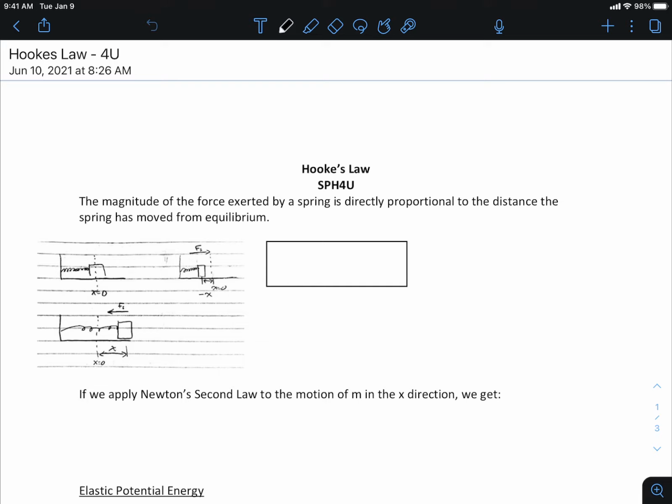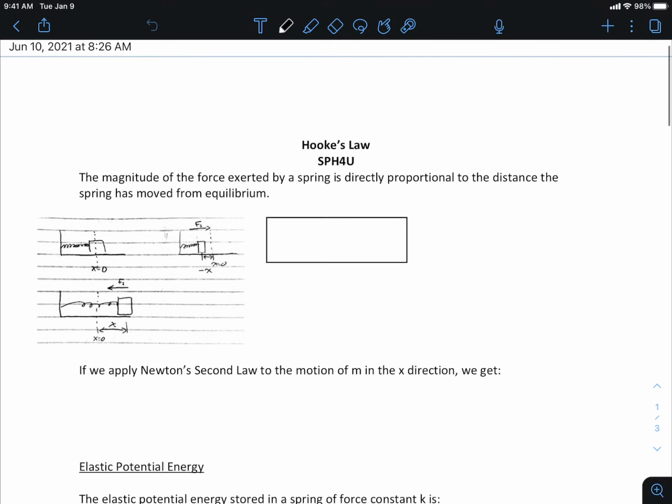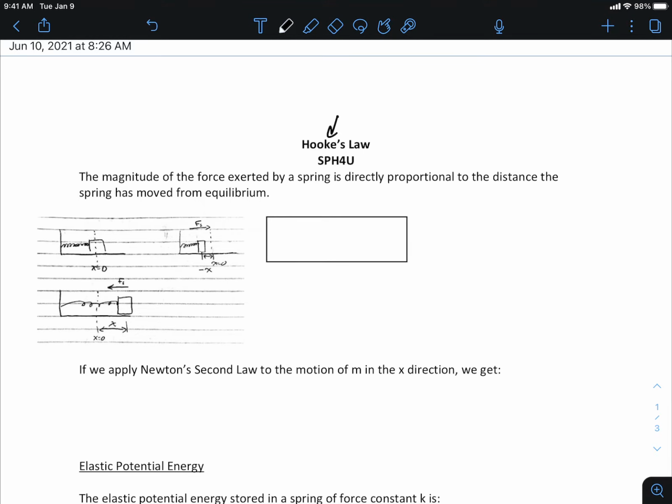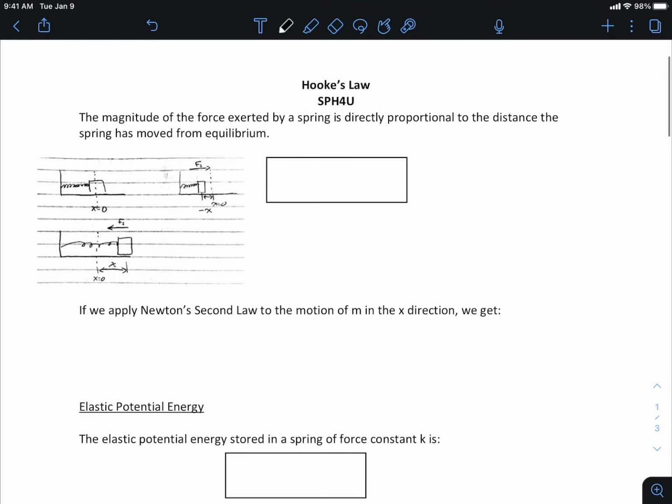All right, guys, so this afternoon we're going to look at something called Hooke's Law. Okay, and what Hooke's Law tells us, or puts into math terms, I suppose, physics, is that the magnitude of the force exerted by a spring is directly proportional to the distance that the spring has moved from its equilibrium point. Okay, so in these pictures, you can see the x equals 0 equilibrium point.